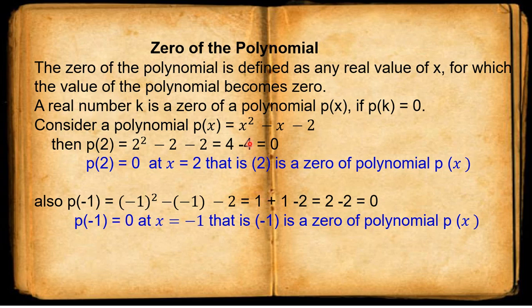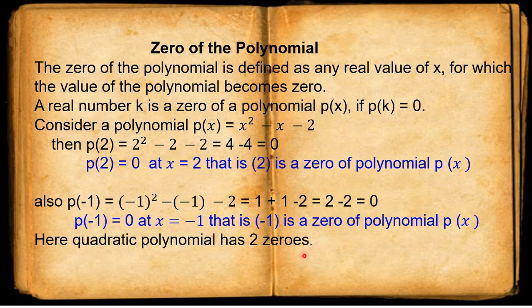Now, this x square minus x minus 2 is a polynomial of degree 2, or we can say this is a quadratic polynomial. So always a quadratic polynomial has two zeros. Its exponent is 2, so it has two zeros. That means two values which make this polynomial 0. So a quadratic polynomial has two zeros. In this way we can find out which value gives the polynomial 0, that is the zero of the polynomial.